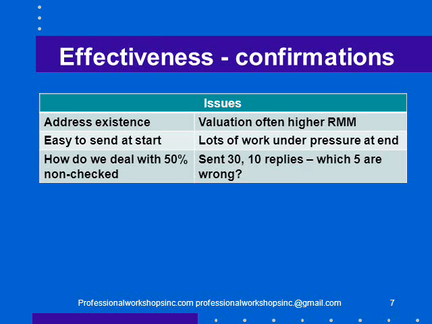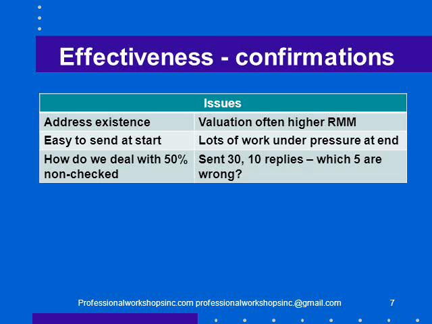Now let's keep that in mind and think about how effective confirmations are going to be, and let's think of accounts receivable confirmations. Confirmations address the existence assertion. Does the balance exist or not? And in accounts receivable, valuation is often the higher risk of material misstatement. So confirmations don't help us with what is probably the higher risk area.